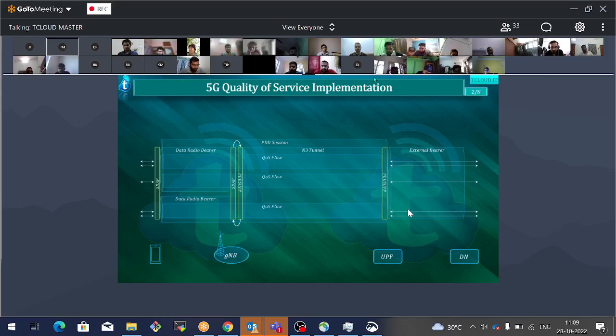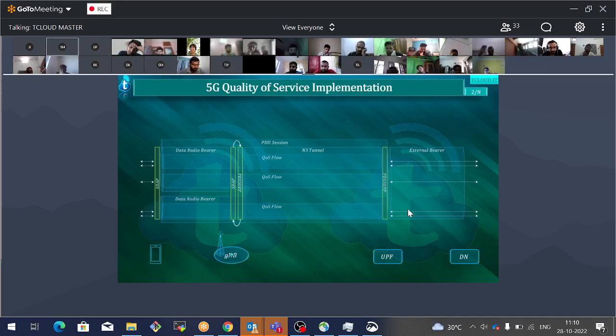First, we study the PDU session user plane protocol, then we study the GTP-U N3 tunnel protocol, then we see the SDAP protocol. We look at these three protocols one by one. With that, this quality of service implementation process will be fully complete.